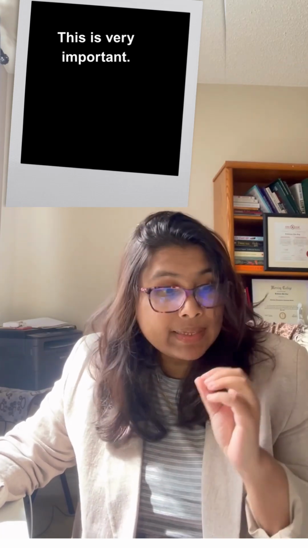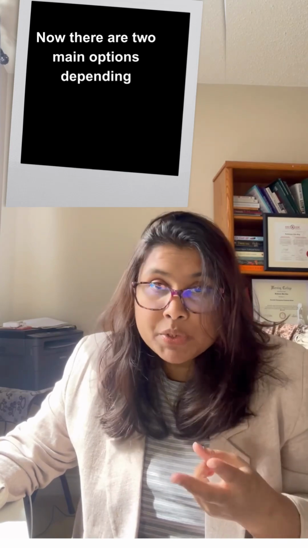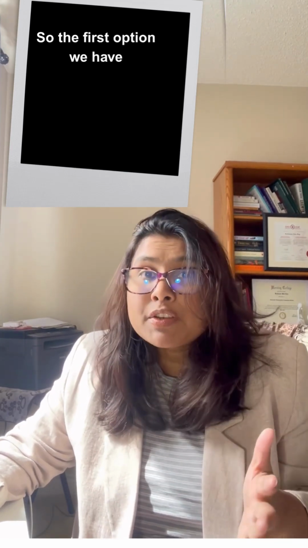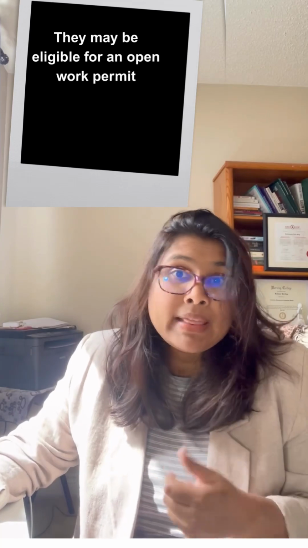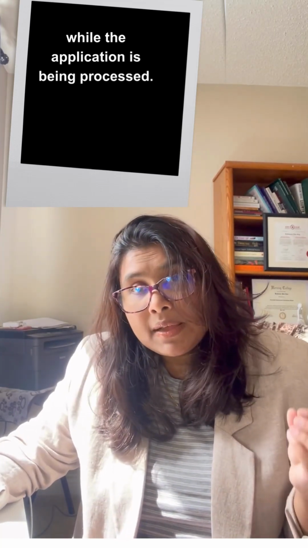Secondly, choose the right sponsorship stream. This is very important. Now, there are two main options depending on your partner's location. The first option we have is the inland sponsorship. In this case, your partner is already in Canada. They may be eligible for an open work permit while the application is being processed.